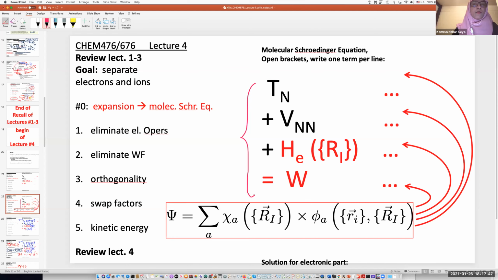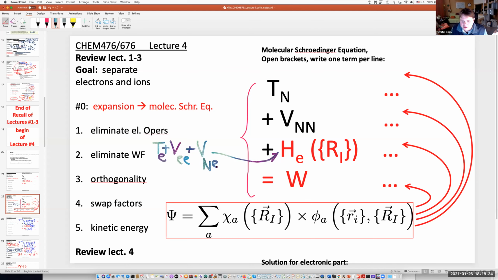So, what is the first term? Nuclear kinetic energy. Okay. What is the second term? Potential energy. Nuclear potential. What is the third term? Electronic Hamiltonian, so potential and kinetic energy of the electrons. Yeah, correct. So it is a combination of kinetic energy of electrons, the repulsion of electrons, and nuclear to electron attraction, right? Yeah. I just combine it into a single term.